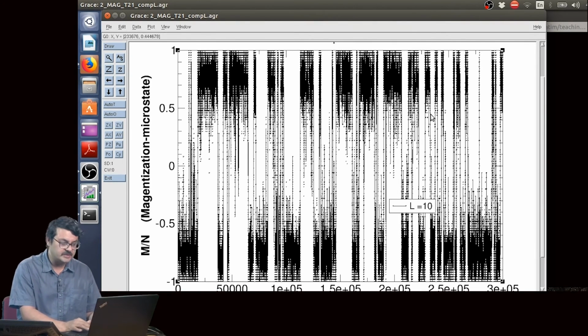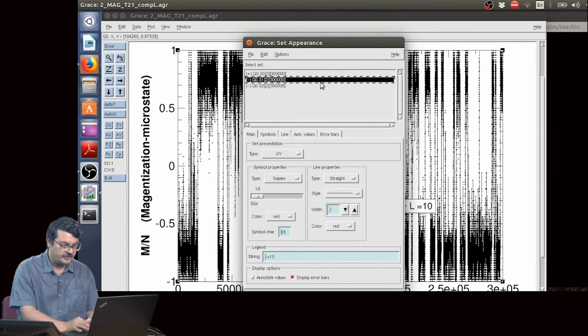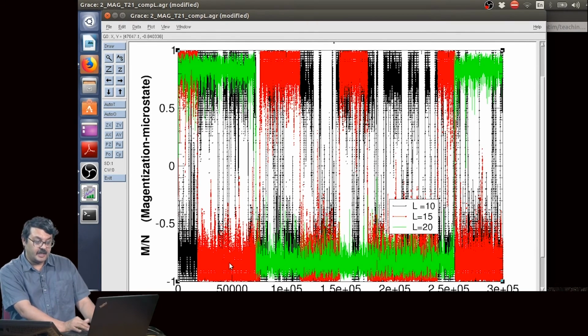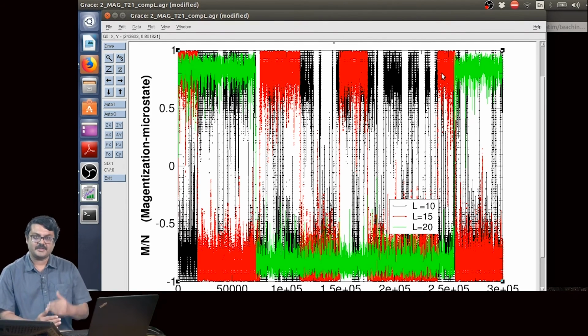What about L equal to 15 and L equal to 20? I have already plotted it, I will just switch it on. When you go to L equal to 15, again at a slightly higher temperature, the spin goes from minus 1 to plus 1, again back to minus 1, again to plus 1, but for a larger lattice, this jump from plus 1 to minus 1 becomes less frequent. With increase in temperature, the frequency increased, but as you increase the lattice size, the jump from plus 1 to minus 1 is less frequent.